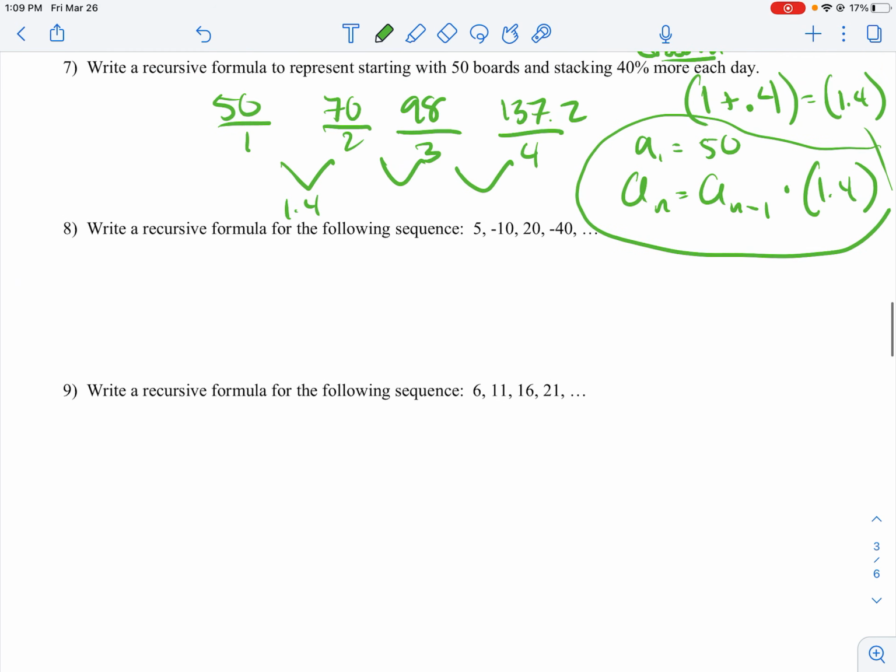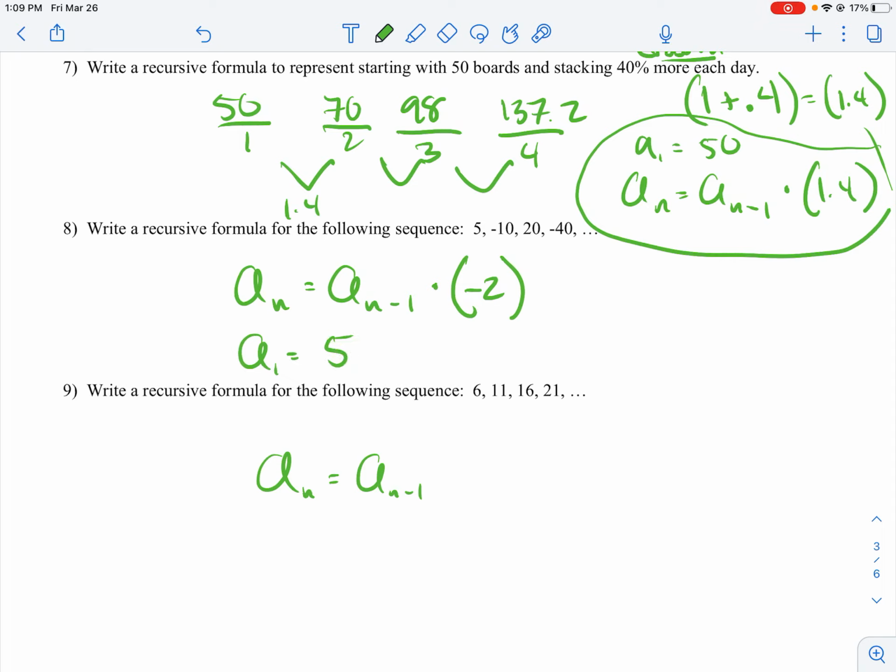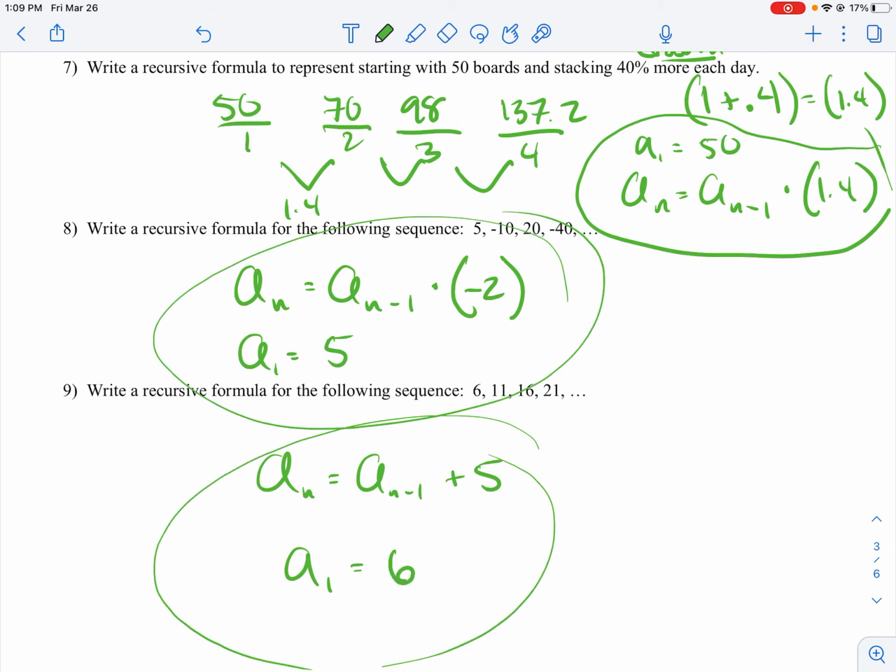Write a recursive formula for the following sequence. It always starts out the same, so I can just start with both of those right there. Then in each case, it looks like we're multiplying by a -2 here. Need our first term. It looks like we're adding 5 here, and again, need your first term. So anyway, that is the lesson on recursive sequences.